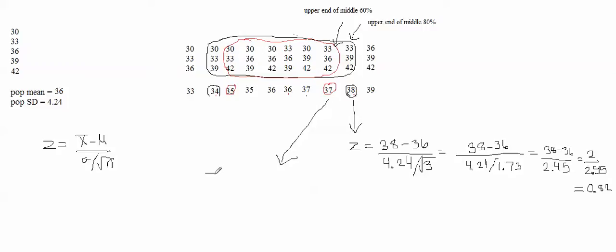So the confidence coefficient is just a boundary z-score. It's the z-score at the upper boundary. If it's at this boundary, it's a 60% coefficient. If it's at this boundary, it's an 80% coefficient, because the red circle is 60%, the black circle is 80%. So the sample mean of 37. Everything else is going to be the same.